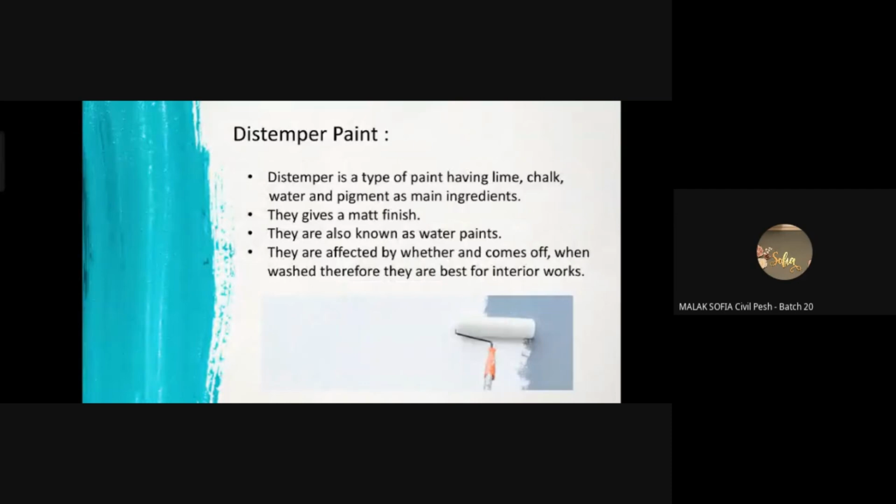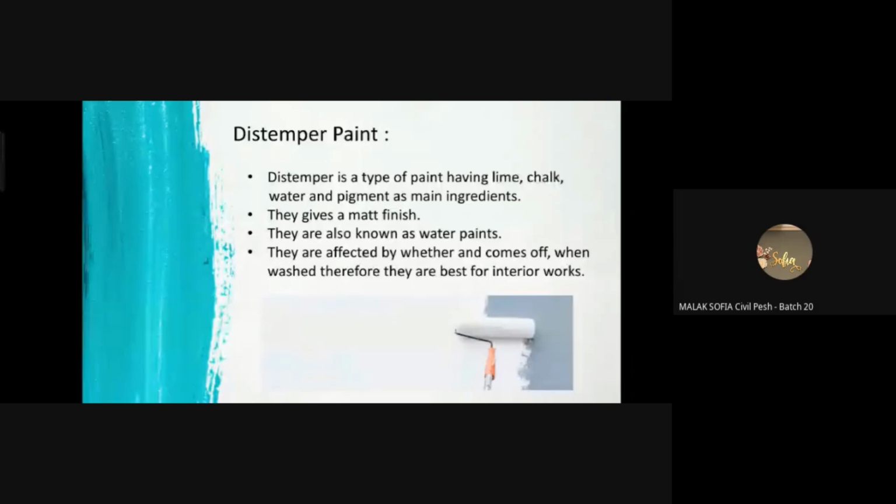It is a water-based paint having lime, chalk, water, and pigment as main ingredients. It gives us a matte finish and it is very cheap. Distemper paint is water-based, so it is soluble in water. Therefore, it is affected by the weather and can be dissolved in rainwater. Therefore, it is best to use it for interior works only.